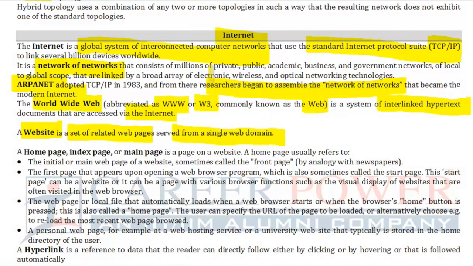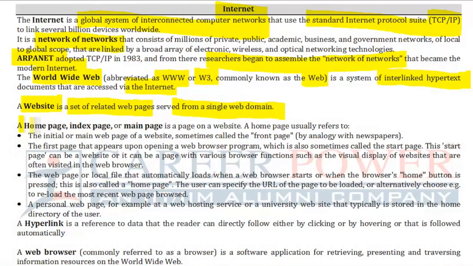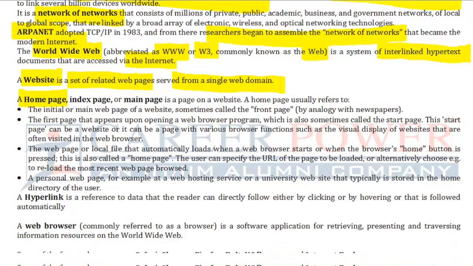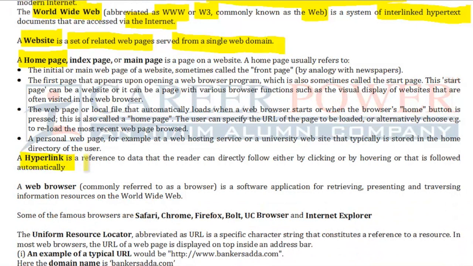Now, if I ask you a question that which among the following is a set of related web pages served from a single web domain? And in options, I give you A, hyperlink, B, website, C, topology, then the answer will be website. Now, what is a home page? A home page or index page or the main page is the first page that usually comes up when we open a website.